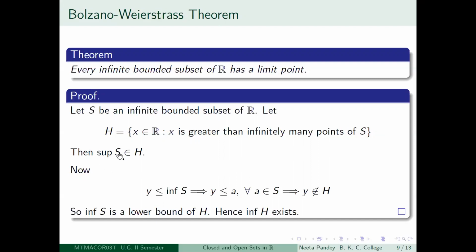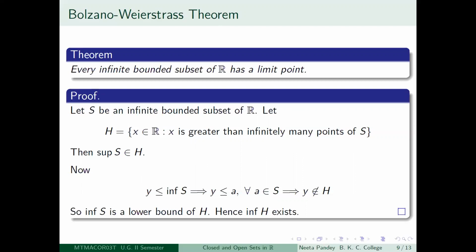So look at supremum of S. Supremum of S is greater than or equal to every point of S, but it can be equal to at most one point of S, and S has infinitely many points. So supremum of S will be greater than infinitely many points of S, right? Even if supremum S is equal to some point in S, that will be one singleton thing. Apart from that, there will be infinitely many points. So supremum S is going to be greater than infinitely many points of S, and hence supremum S belongs to H. So that means that H is non-empty.